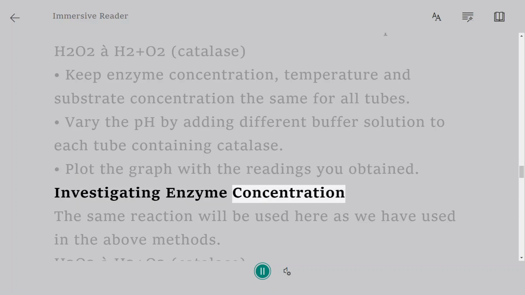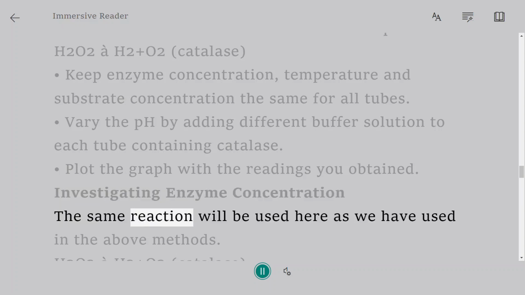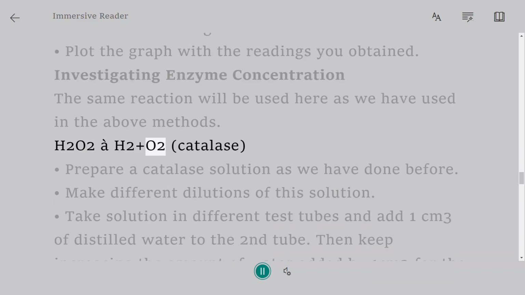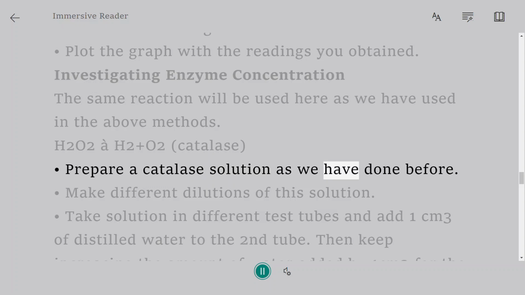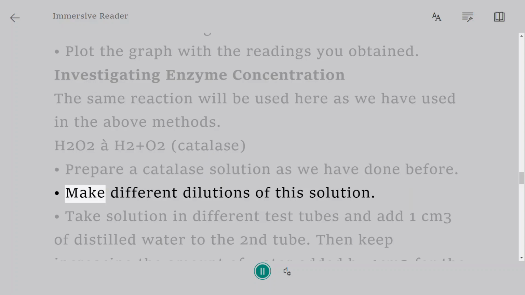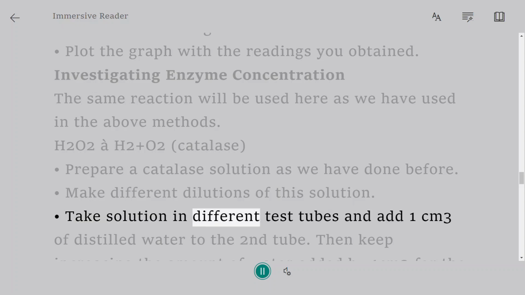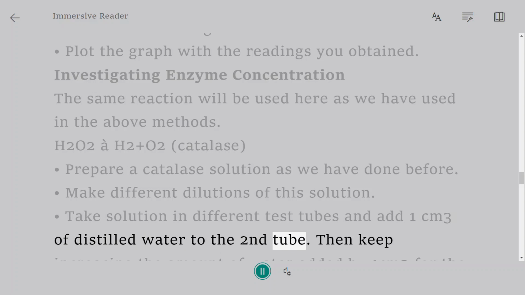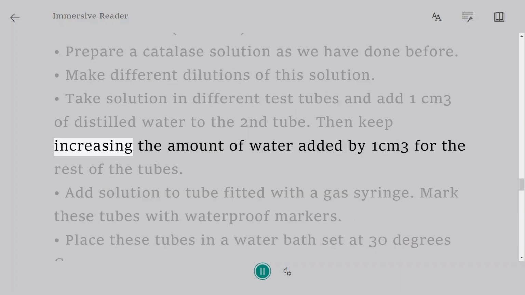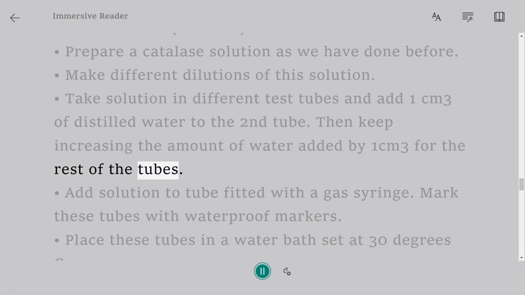Investigating enzyme concentration. The same reaction will be used here as we have used in the above methods. H2O2 to H2O plus O2, catalase. Prepare a catalase solution as we have done before. Make different dilutions of this solution. Take solution in different test tubes and add 1 cubic centimeter of distilled water to the second tube. Then keep increasing the amount of water added by 1 cubic centimeter for the rest of the tubes.